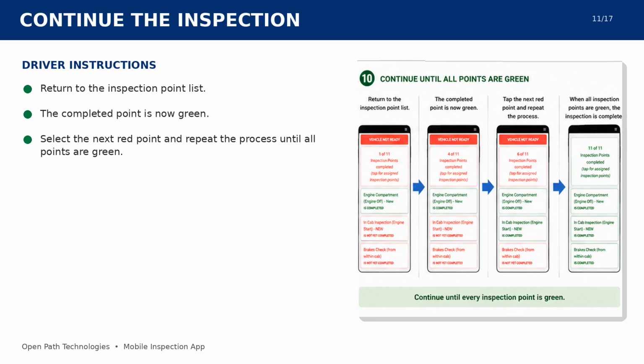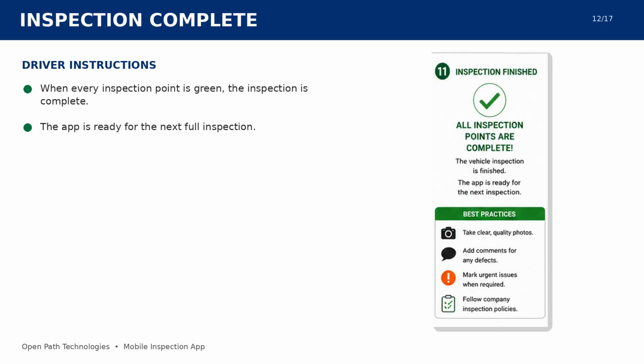Follow the same process. Inspect the area, review the instructions if needed, take your photos, add comments when necessary, and mark the point complete. Continue until all of the inspection points are green. When every inspection point is green, the vehicle inspection is complete. The Opath.Tech app is now ready for the next full inspection.